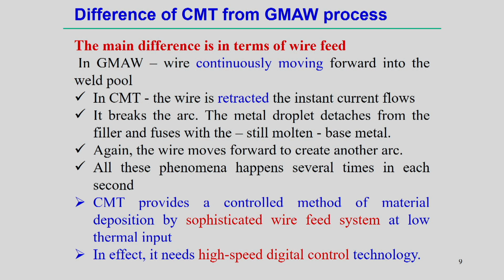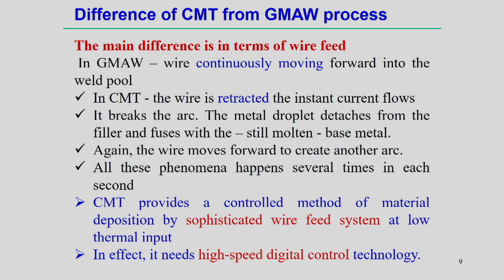The main difference between CMT and the gas metal arc welding process is in terms of the wire feed. What we can call wire feeding, because in the gas metal arc welding process the wire is normally continually fed to the desired position, and that creates the arc and melts it at the same time and deposits the material at a particular position. But in the case of the CMT process, the wire is actually retracted at the desired instant of the current flow, and once the wire is retracted, there is a breaking of the arc. So, once the arc breaks, the droplet is detached from the filler and fuses with the base material and is still molten with the base material.